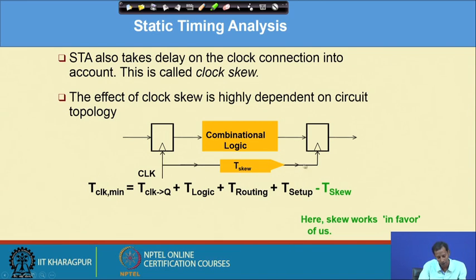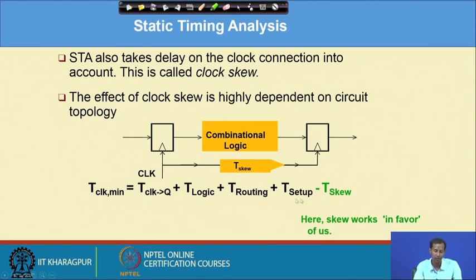But if the clock is supplied on the opposite side of the data, suppose data is supplied in this direction, but the clock is supplied in the opposite direction, then at that time this skew will not be in favor of us, it will be against us, against the design. So this skew also will be added when finding the T clock minimum.